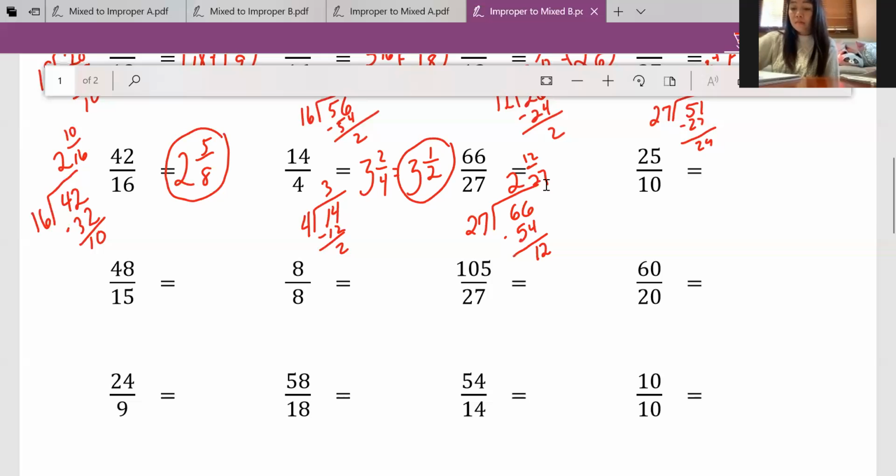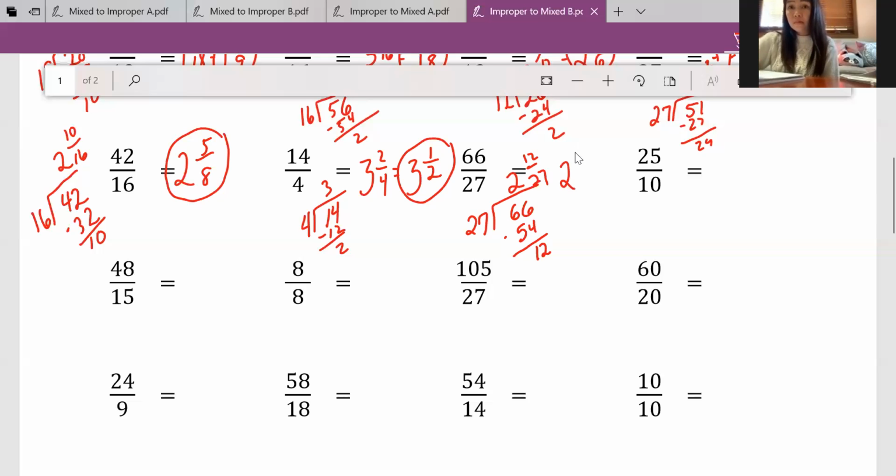Then I think, can I reduce 12 over 27? I know the factors of 12 are 6, 2, 3, 4, 12, and 1. What's the highest of those factors that fit into 27? Well, 6 doesn't fit into 27. 4 doesn't fit into 27. 3 does. So I'm going to divide the numerator by 3.